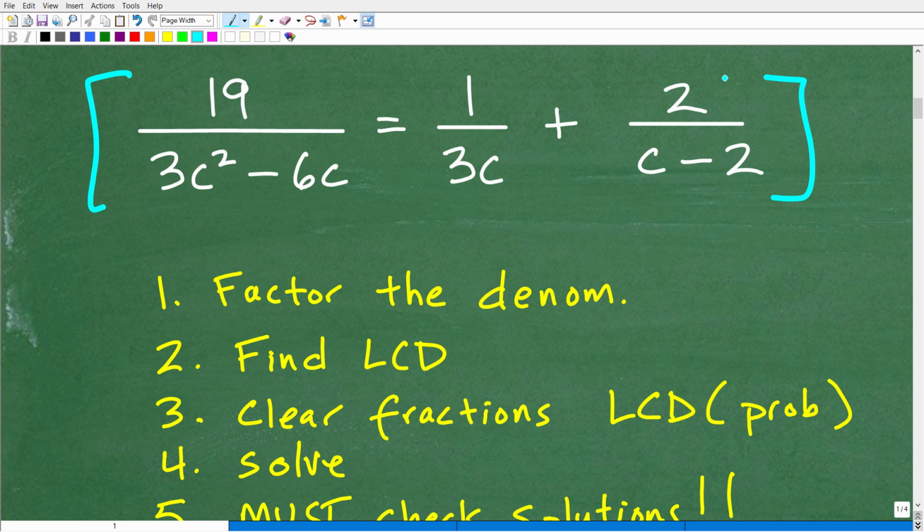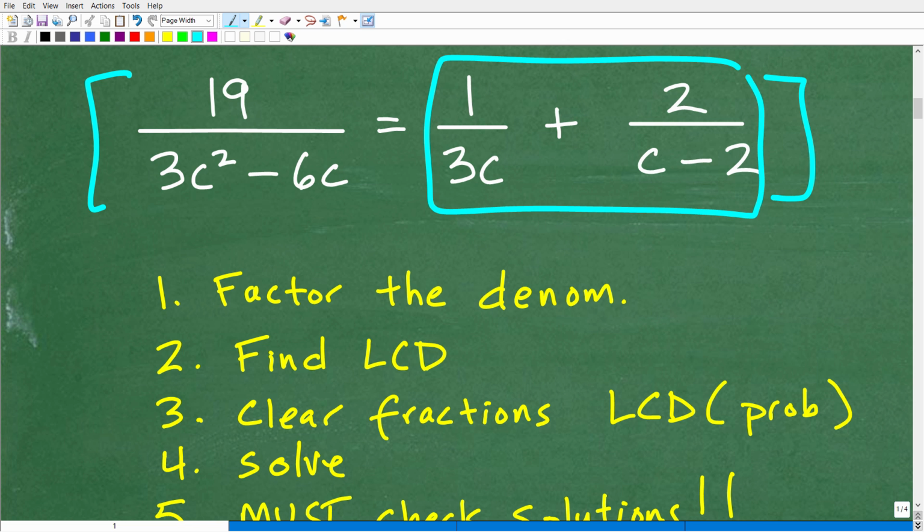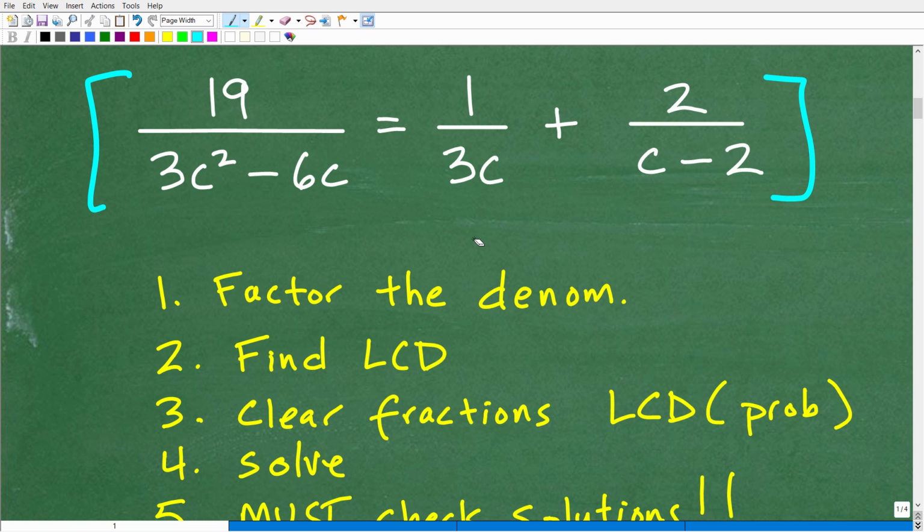We could add these fractions and be like, all right, I can add these up, which would be adding rational expressions, and then I could have one fraction here that I could create basically a proportion and use the cross product. That's not necessarily the best way. That will likely get you in trouble.